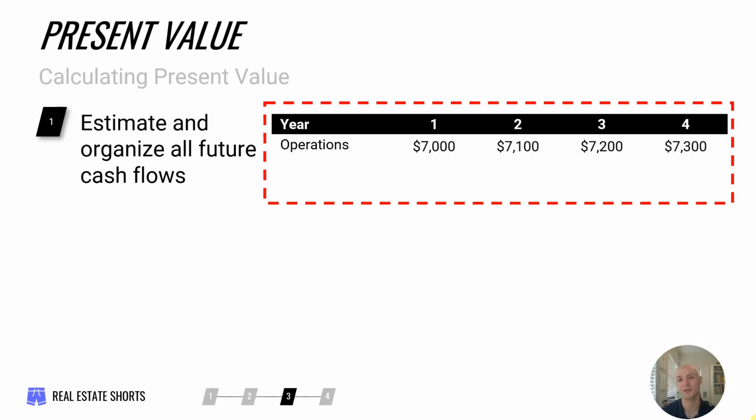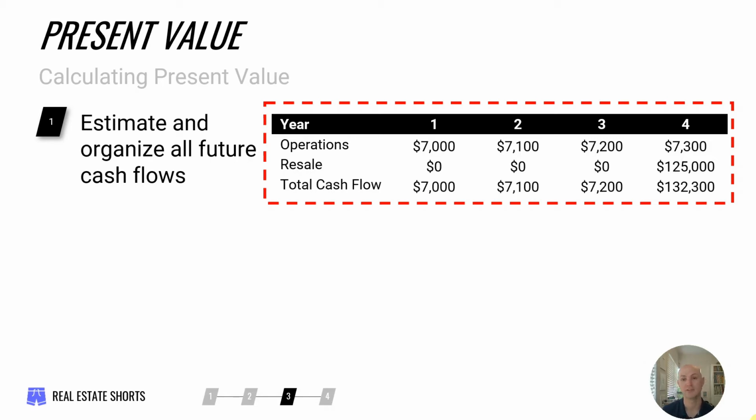So for example, let's say you have an opportunity to purchase a property that has this future stream of operating rental cash flows. So you can collect rents, pay expenses, and what you have left over is $7,000 or $7,100, or with every period that goes by, a certain amount of cash flow. Now let's assume that at the end of year 4, you expect to sell the property for $125,000. So now all told, you have this combination of future expected cash flows, those from rental operations and those from selling the property at some point in time.